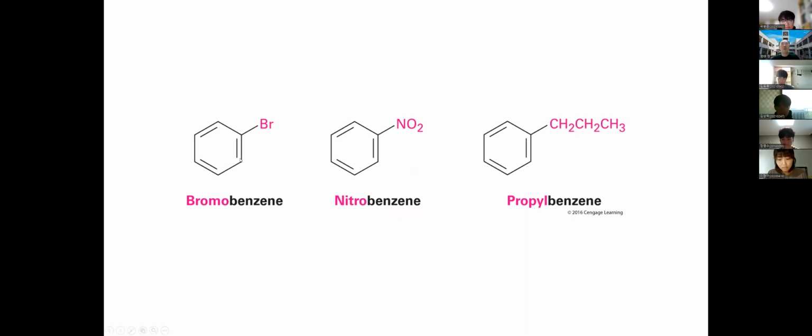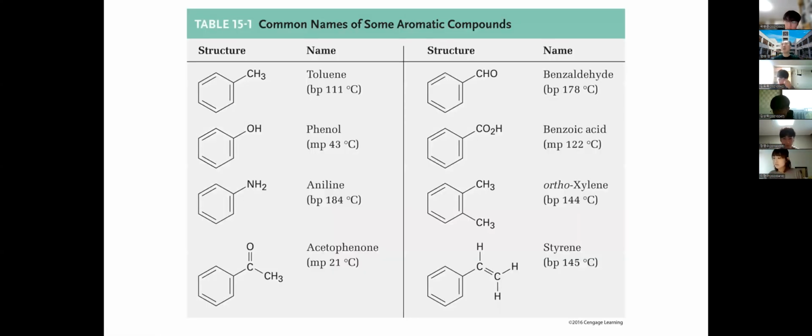아로마티시티가 무슨 얘기인지. First of all, naming. So the mother structure of this molecule is benzene. That's why if you have this kind of structure, bromobenzene, nitrobenzene, propylbenzene, makes sense, right? But benzene-related compounds, there are many different structures, so they have their own non-systematic name, not the IUPAC name. So if you have one methyl, you should call it methylbenzene, but it has its own name, toluene. If you have a hydroxyl benzene, you can call it that way too, but it has its own name, phenol.